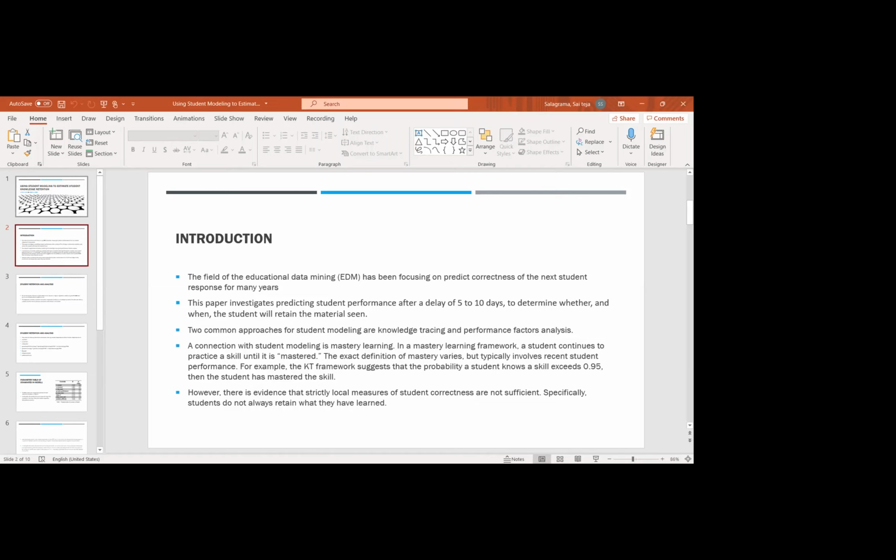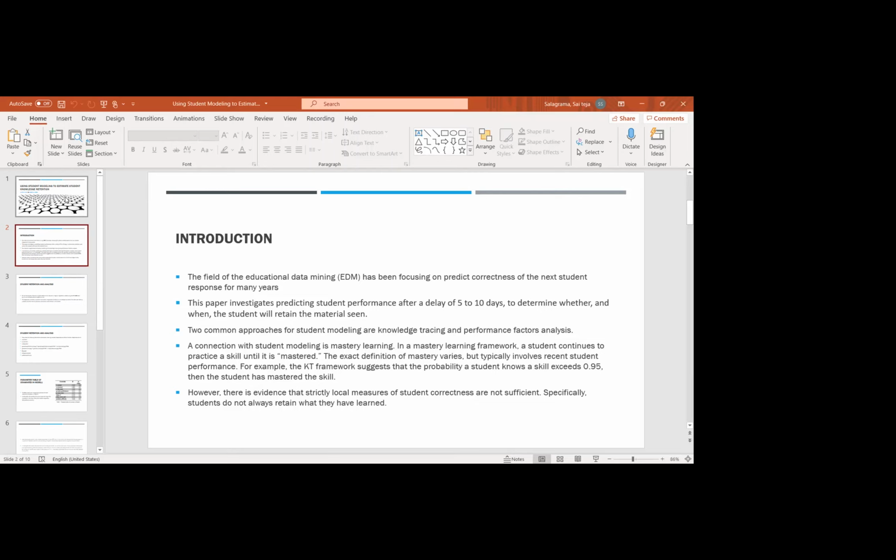And the second one is that answering the question of whether a student will retain a skill is more useful for guiding decision making in an ITS, which is an intelligent tutoring system, than predicting the correctness of the next response. So in this, they introduce an architecture that identifies two approaches to topics that are meaningful for intelligent tutoring system decision making.